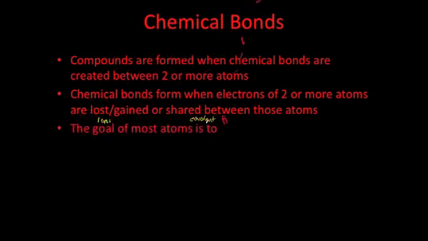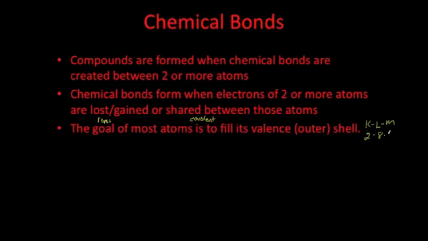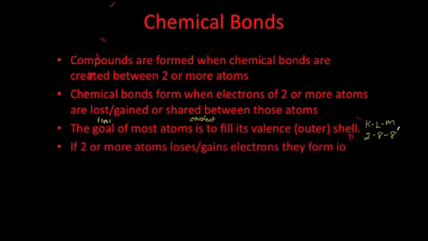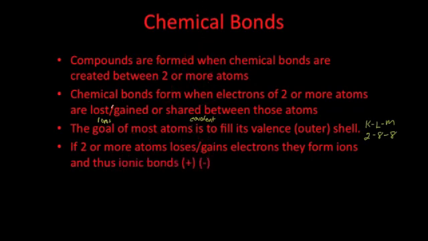Okay? The goal of most atoms is to fill its valence shell, its outermost shell. Okay, and if you remember, the shells we've been focusing on are the K, L, and M shells, the first three. And to fill the K shell, an atom has to have 2 electrons. To fill the L shell, you have to have 8 more. And to fill the M shell, you have to have 8 more on top of that. Okay? So if 2 or more atoms lose or gain electrons, we said, they form ions, and thus ionic bonds and ionic compounds. Okay?